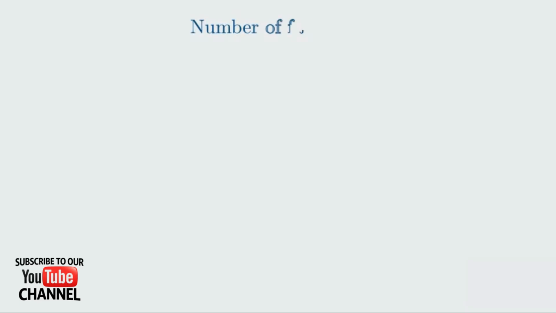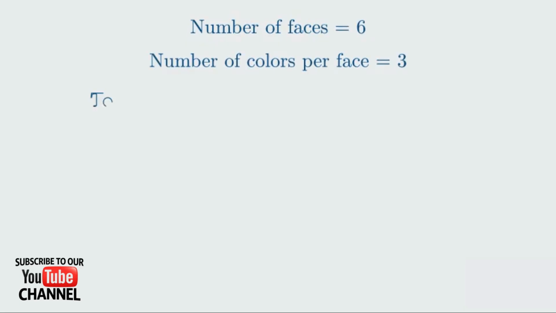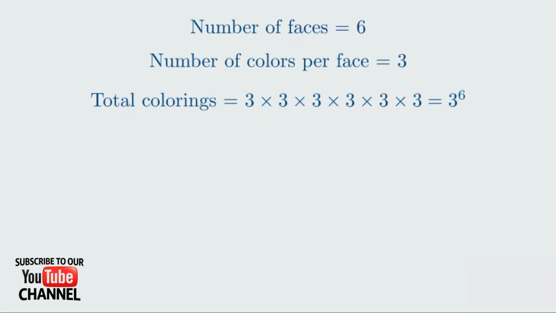There are 6 faces on the cube. For each face, we have 3 color choices. By the multiplication principle, we multiply the number of choices for each face. 3 times 3, 6 times. This gives us a total of 3 to the power of 6, which is 729. So, there are 729 face-by-face colorings possible.